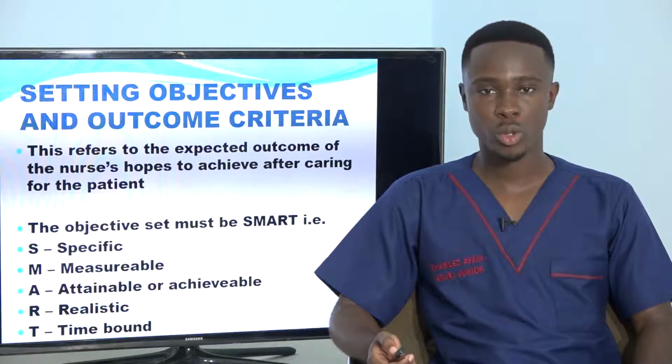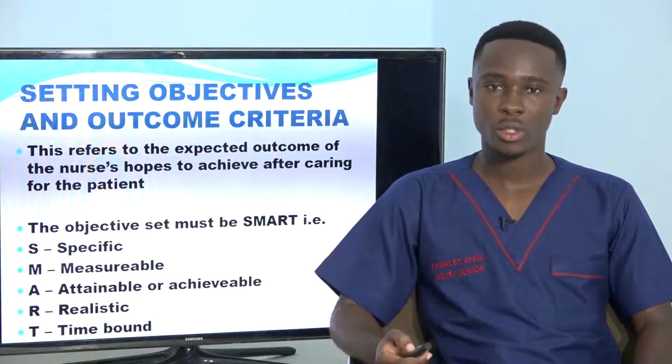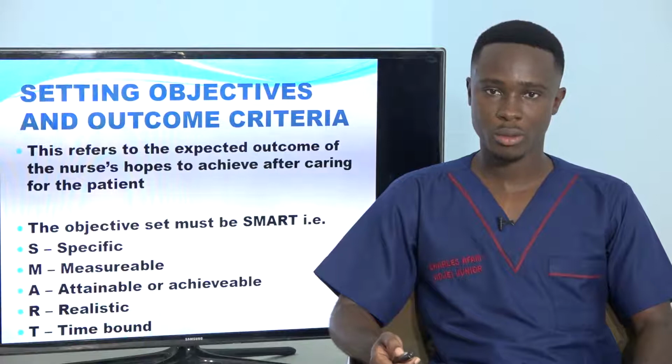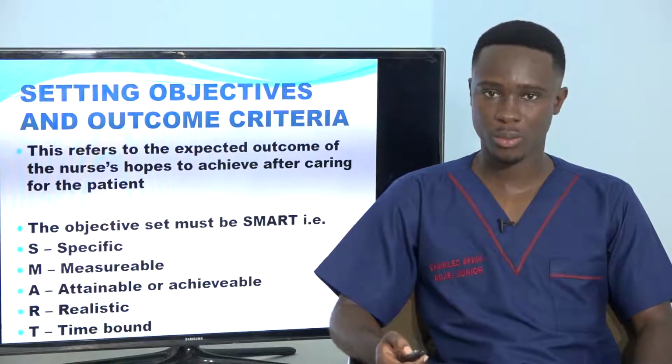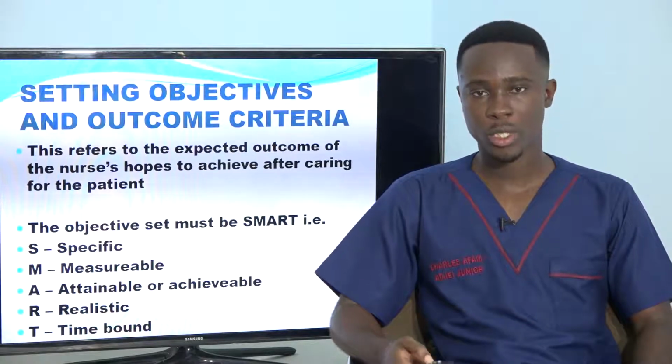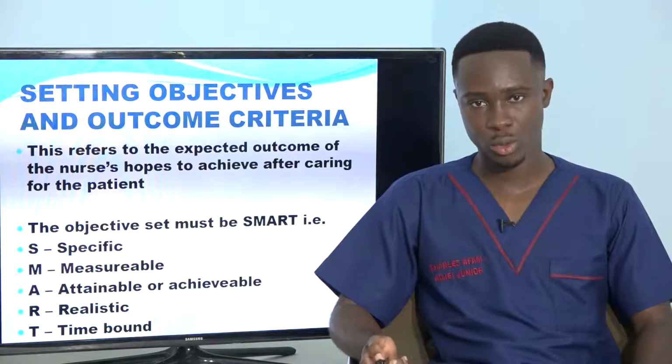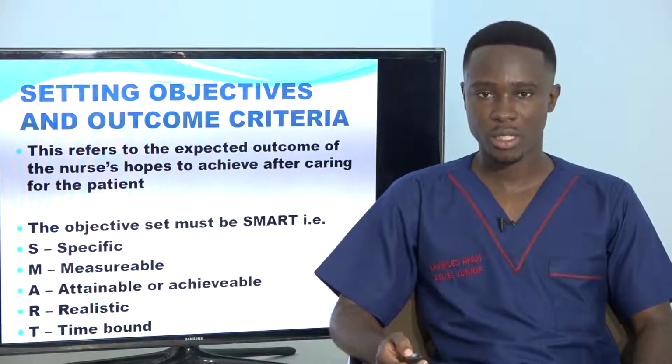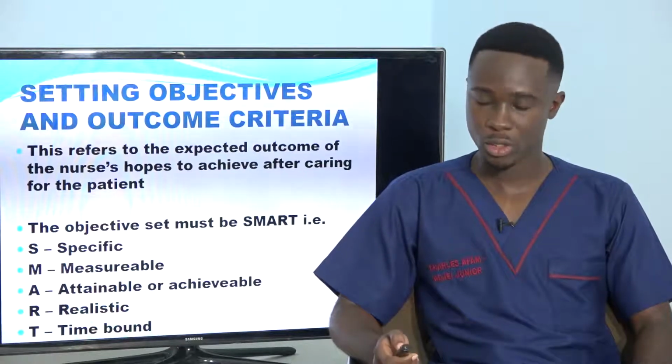It must be so. If not, you end up doing what we call amendment of care. Because if your objective is not specific, if it's too broad, you might end up not achieving your goal. Your goal might be partially achieved or not achieved at all. So it has to be specific to the problem that you identify.